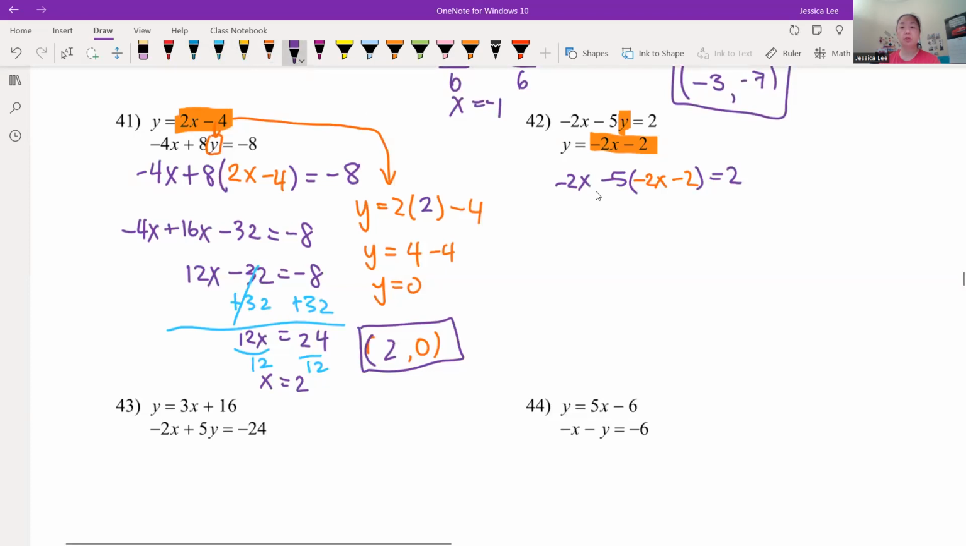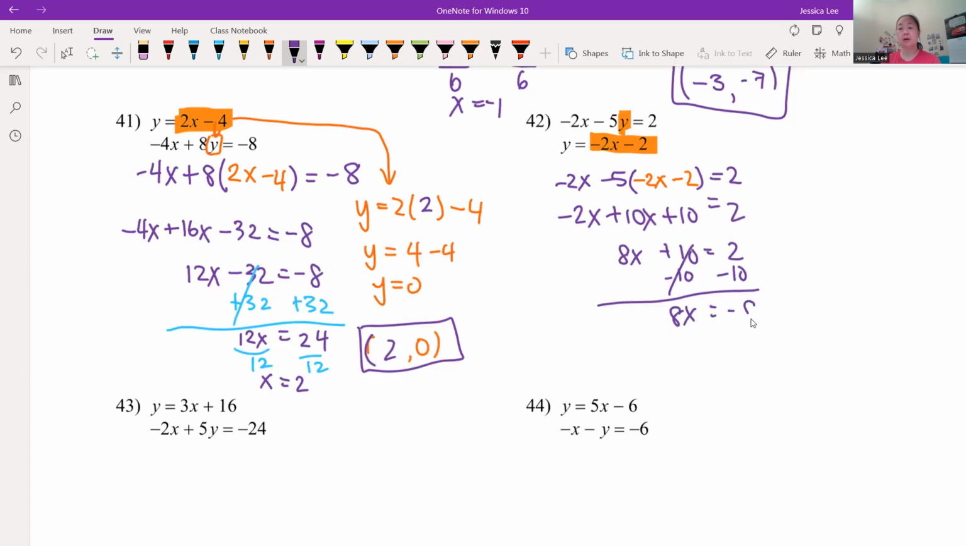And we are going to just distribute. So we have negative 2x. Negative 5 times negative 2x is plus 10x. Negative 5 times negative 2 is plus 10 is equal to 2. I don't know why my equals is so high, but don't mind that. Negative 2x plus 10x is 8x plus 10 is equal to 2. And we're going to subtract 10 on both sides.